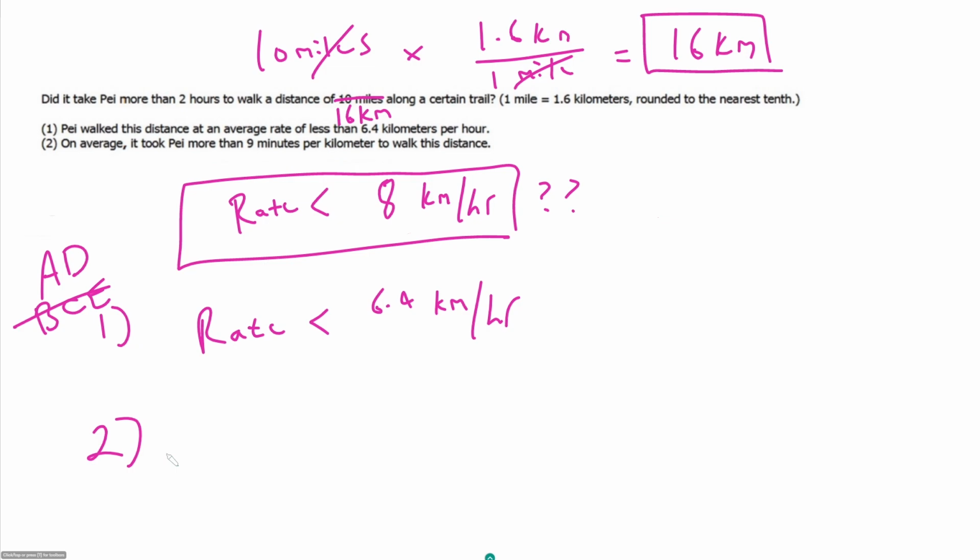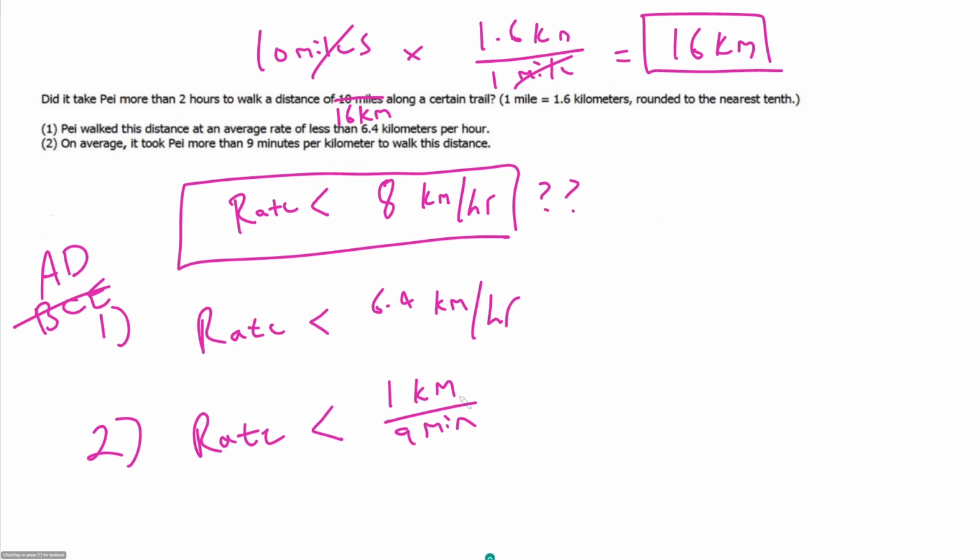Statement 2: on average, it took Pay more than 9 minutes per kilometer to walk this distance. And so it took him more than 9 minutes, which means his rate is less than, and remember, it's not 9/1, because rate is always distance over time. So his rate is less than 1 kilometer per 9 minutes.